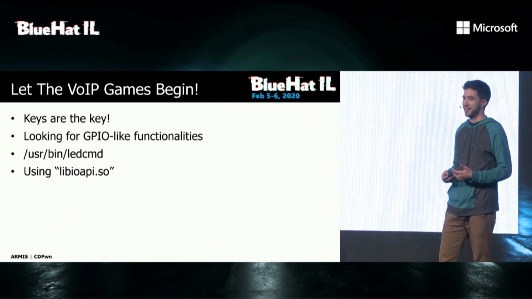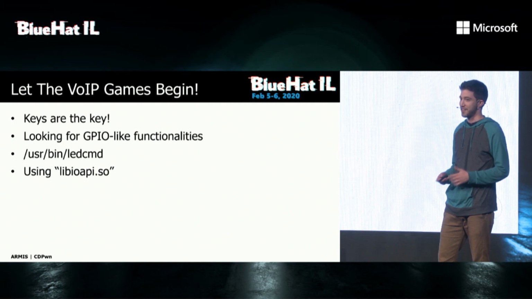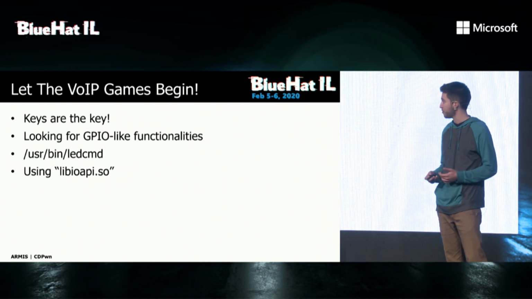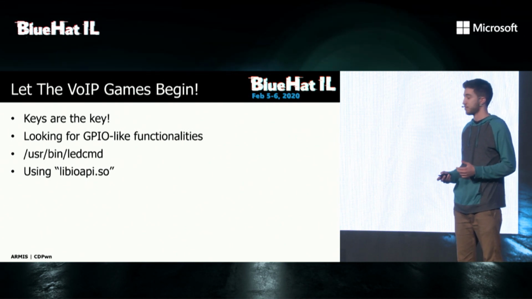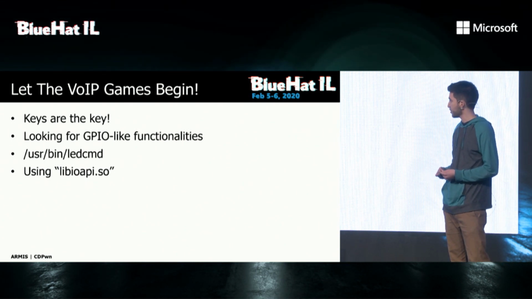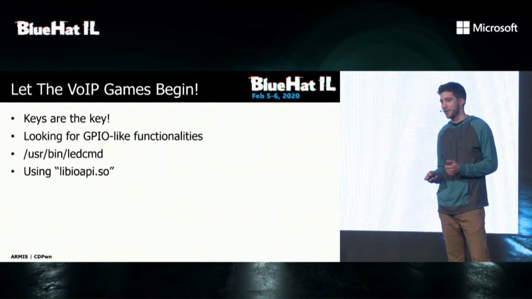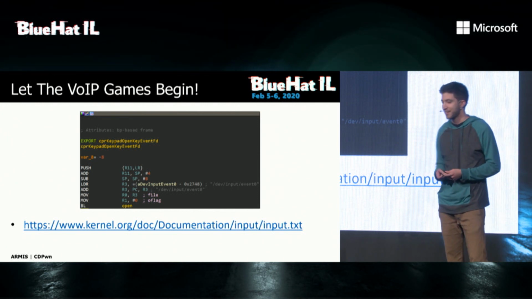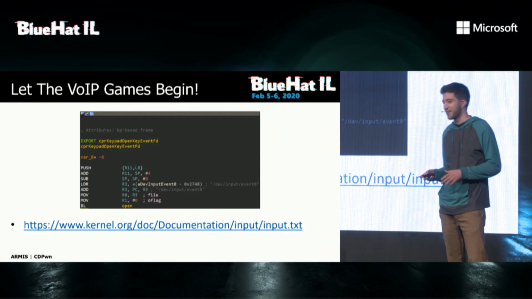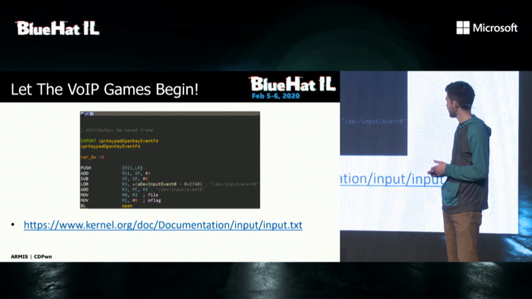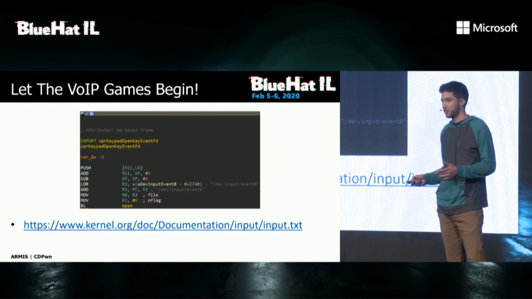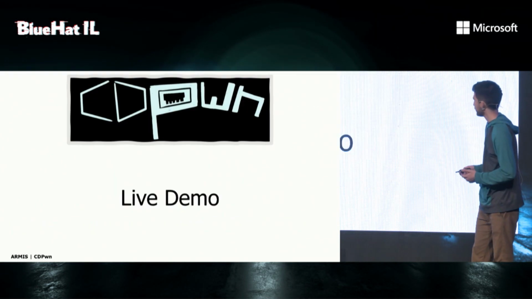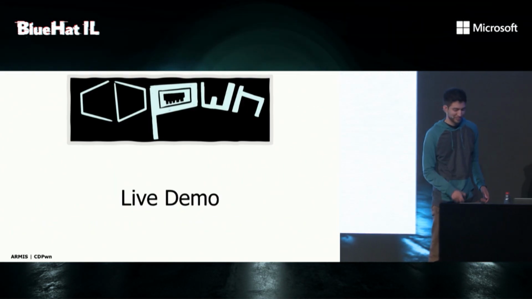But we actually want to play it, and this doesn't have a keyboard, but it has keys. So what we do, we look for GPIO-like functionalities on the VoIP phone, and we find this LED CMD, which sounds like it has something to do with GPIO, and it uses this shared object called libIO API. This has this amazing function called keypad event, and it uses a device called input event 0, and this is actually documented in the Linux kernel documentation, so we're able to just use it as is. So now we're going to see a live demo, hopefully.